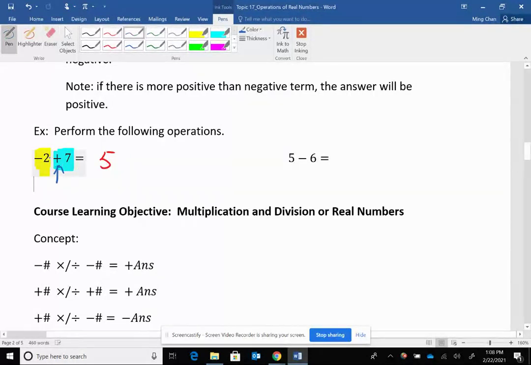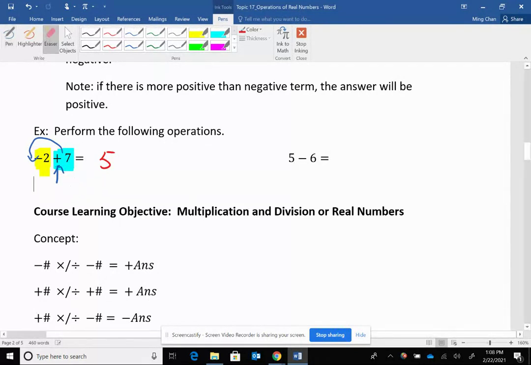So my first term is negative 2. The second term is positive 7. What happens if I pick this positive 7 up and put it right in front? Well, my problem becomes positive 7 minus 2, because my first term is positive 7 and my second term is negative 2. So the problem now reads as 7 minus 2, which is 5.